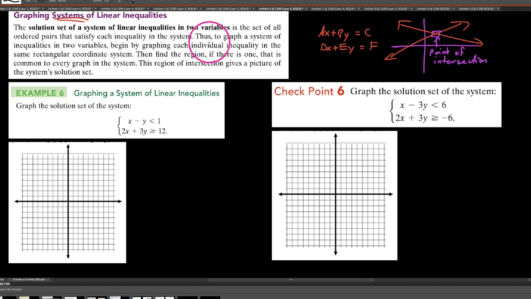So to graph a system of inequalities in two variables, we begin by graphing each individual inequality in the same rectangular coordinate system. Then we find the region, if it exists, that is common to every graph in the system. We say that this region of intersection gives us a picture of the system's solution set.